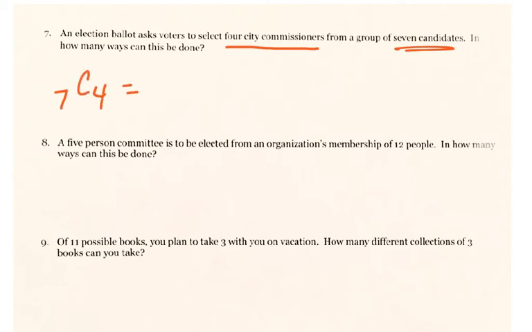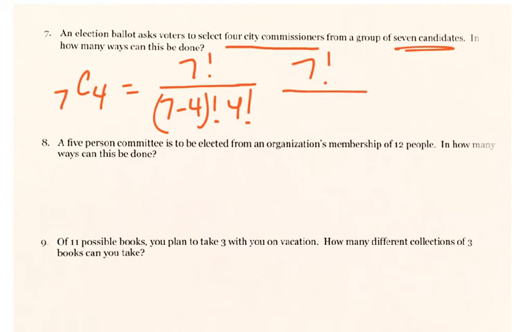So using the combination formula, we end up having 7 factorial over 7 minus 4 factorial over 4 factorial. So we have 7 factorial over 3 factorial. We need to do our order of operations first, so we need to do that parentheses over 4 factorial. And then we can rewrite 7 factorial as 7 times 6 times 5 times 4 factorial, because our largest factorial in the denominator is a 4 factorial, and we'll see that that will cancel out.